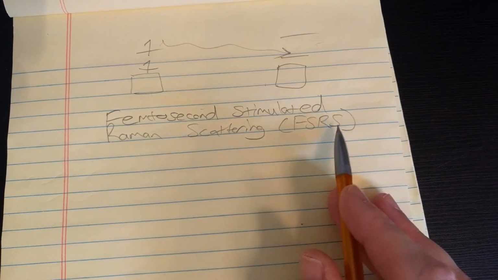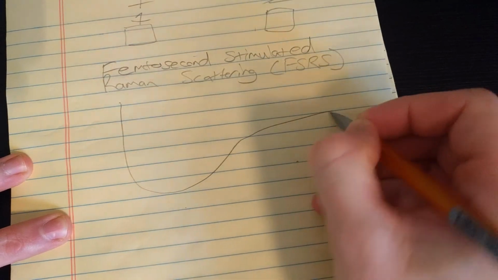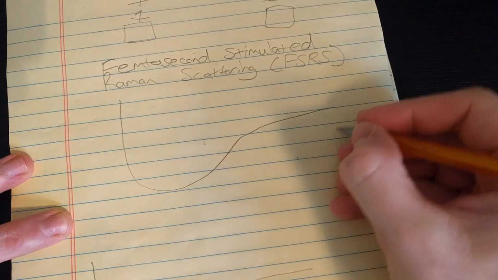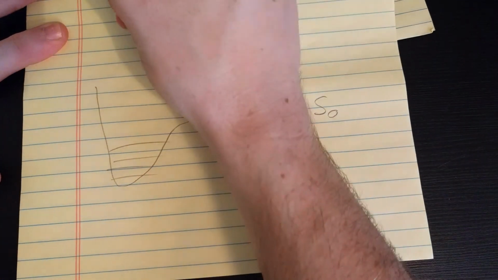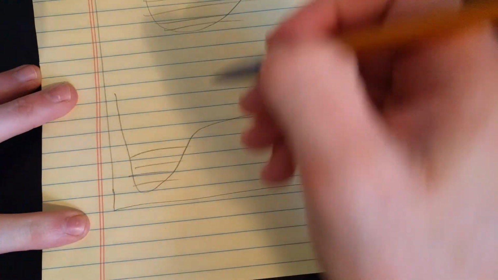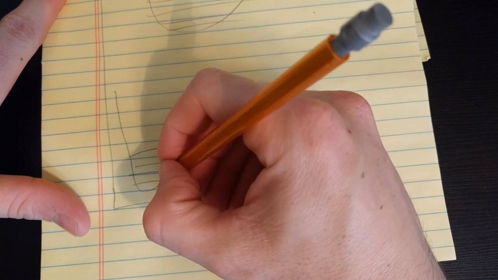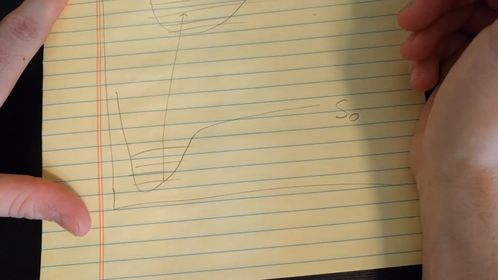Okay. So what you could do with FSRS is, let's draw two potential energy wells. Let's see, this is the ground state, and this is the excited state. Let's call this S1, S0. You have vibrational states in here. You have them down here. Right? This is your energy axis. This is your reaction coordinate. So what you could do with FSRS is bring in an excitation pulse, so you could excite an electron from here to here, and you would end up in some vibrationally excited state.